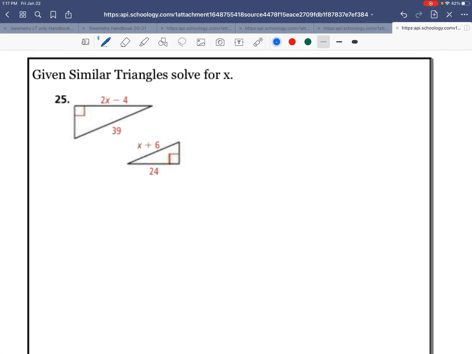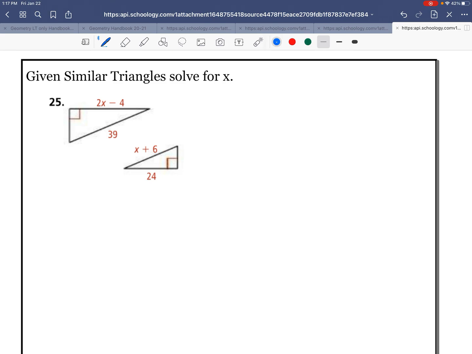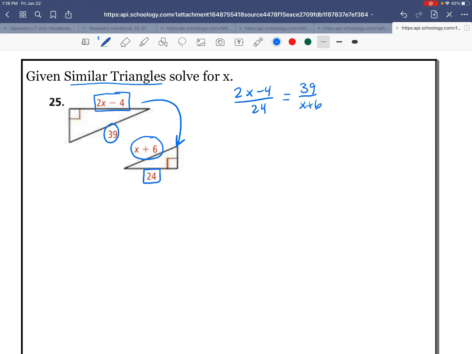And we're going to try this out with a triangle. I'm going to show you how this relates to geometry, and then you can apply the quadratics. So we've got 2 triangles. Given similar triangles, solve for x. This 2x minus 4 is a corresponding side with the 24. And 39 is a corresponding side with the x plus 6. So I'm going to set this up as 2x minus 4 is to 24 as, and I went this direction, so I need to stay that direction, 39 is to x plus 6.